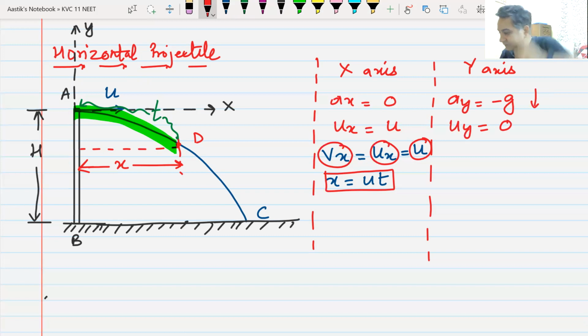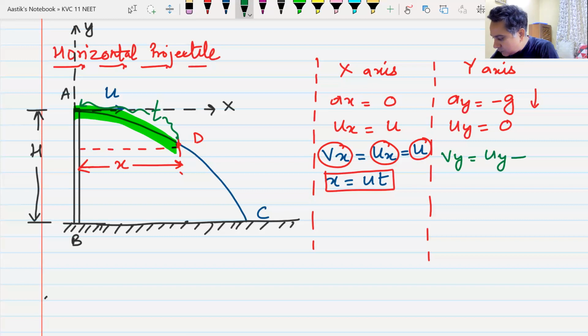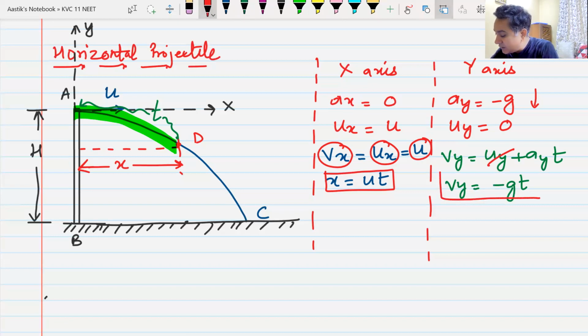Do you understand this? So if someone asks me what is the final velocity Vy, Vy will be equal to Uy plus Ay into t. But you know that this Uy is 0 and Ay is minus g. So you can write Vy as minus g into t. The minus sign indicates that the final velocity at any point will be downwards. Do we see this? Yes or no? The final velocity at any point will be downwards.